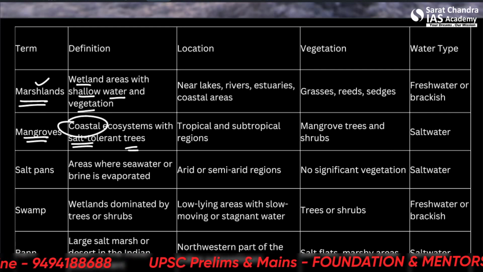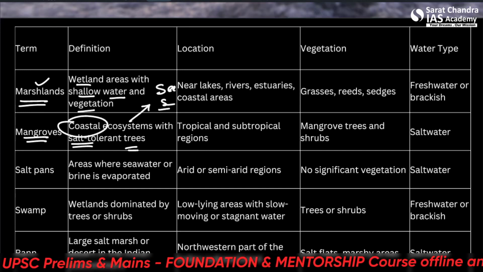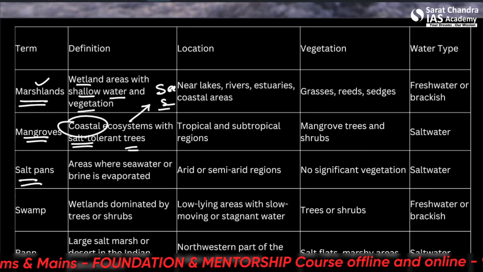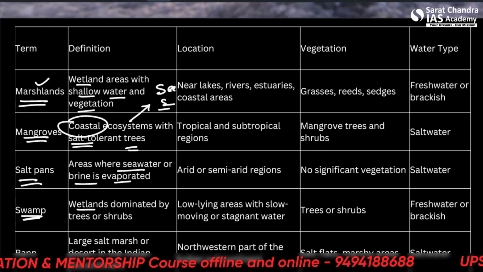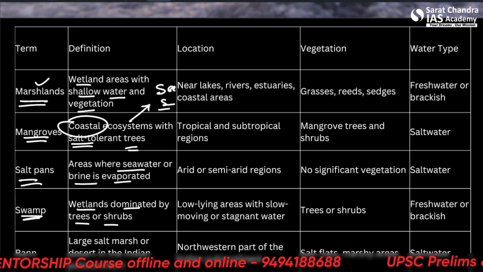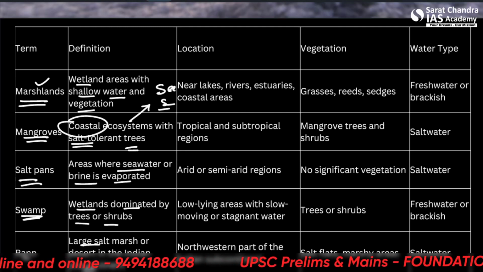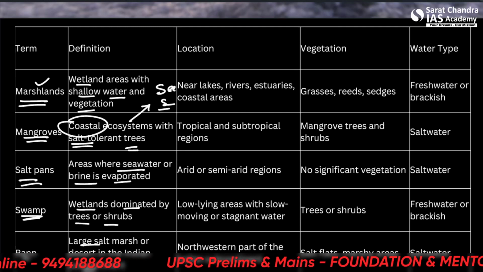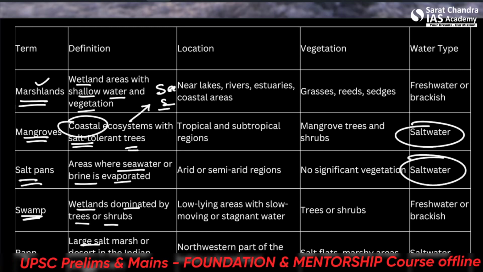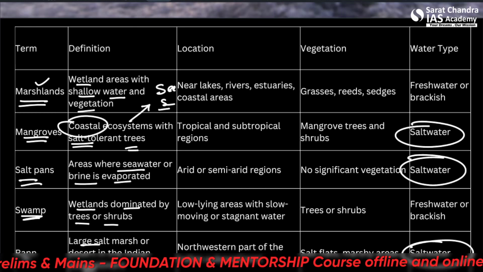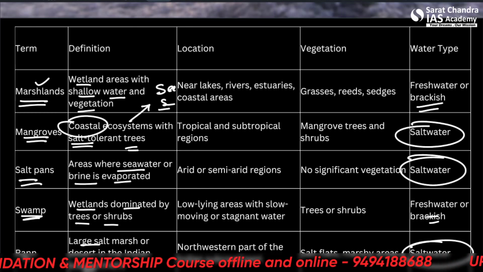So please remember this, associated with sea and salt: coastal areas. Salt pans, we know it, where seawater or brine is evaporated. Swamp is wetlands dominated by trees and shrubs. And run is large salt marshes or desert in the Indian subcontinent. So we have already seen saltwater: these mangroves, salt pans can be saltwater, of course, and run is saltwater. These both are freshwater, marshland and swamps.